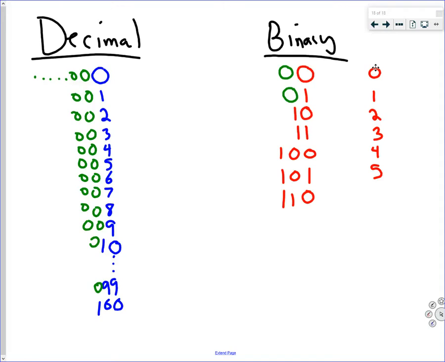Watch. 1, 10, 11, 100, 101, 110. What's the next one allowed? 111. What's the next one allowed after that? I can't go to 112. I can't go to 113. The next number I can actually count to is 1,000. What's the next number after that? 1,001. Then, keep going. What's next? 1,010. Then what? 1,011.